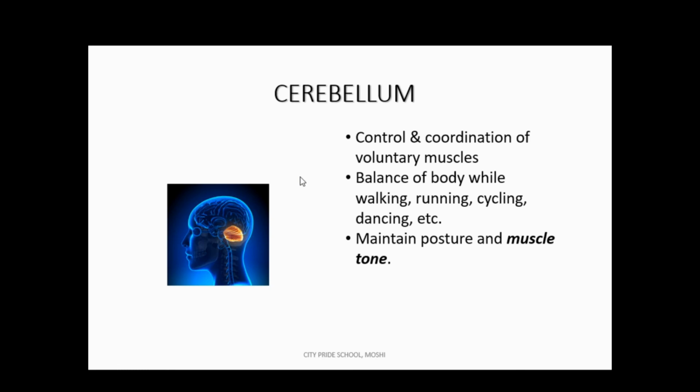Now let us learn about the cerebellum. The cerebellum in Latin means little brain. It is an area at the bottom of the brain behind the brainstem or the medulla. It is responsible for the control and coordination of voluntary movements and voluntary muscles.